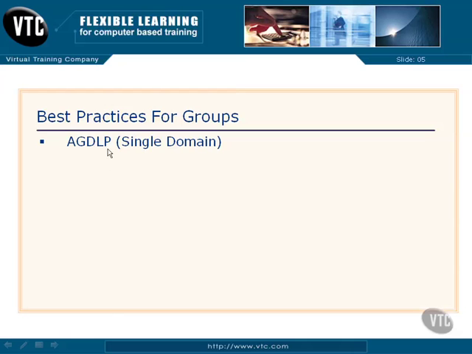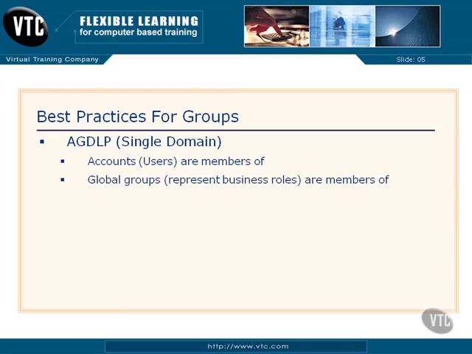So AGDLP. Now what this means is your accounts, or your users, are members of global groups. So you're going to create global groups that segregate your users based on business role, and you're going to put them into global groups. Then those global groups become members of domain local groups that you have assigned permissions to. A, accounts go into G, global groups go into domain local groups, and domain local groups have permissions assigned to them. So if you can remember this, you can draw these questions out in diagram form on the exam and figure them out.